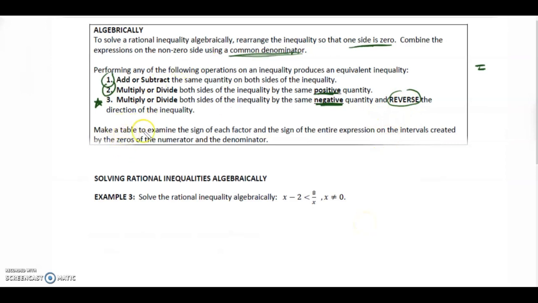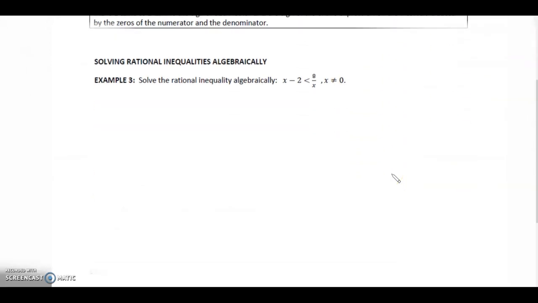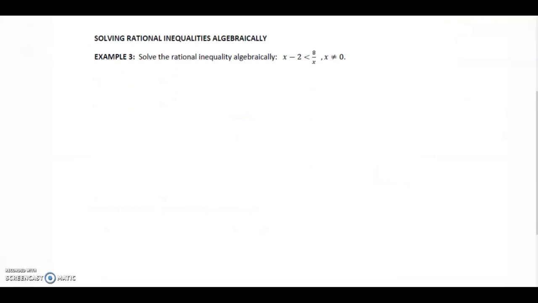Then we're going to make a table to examine the sign of each factor, which is what we've been doing, and the sign of the entire expression on the intervals created by the zeros of the numerator and the denominator. So let's start. Solve the rational inequality algebraically. We have x minus 2, which is linear, and 8 over x, which is a reciprocal function. When is this less than this? Obviously we put x does not equal 0 because that's the restriction in the denominator.